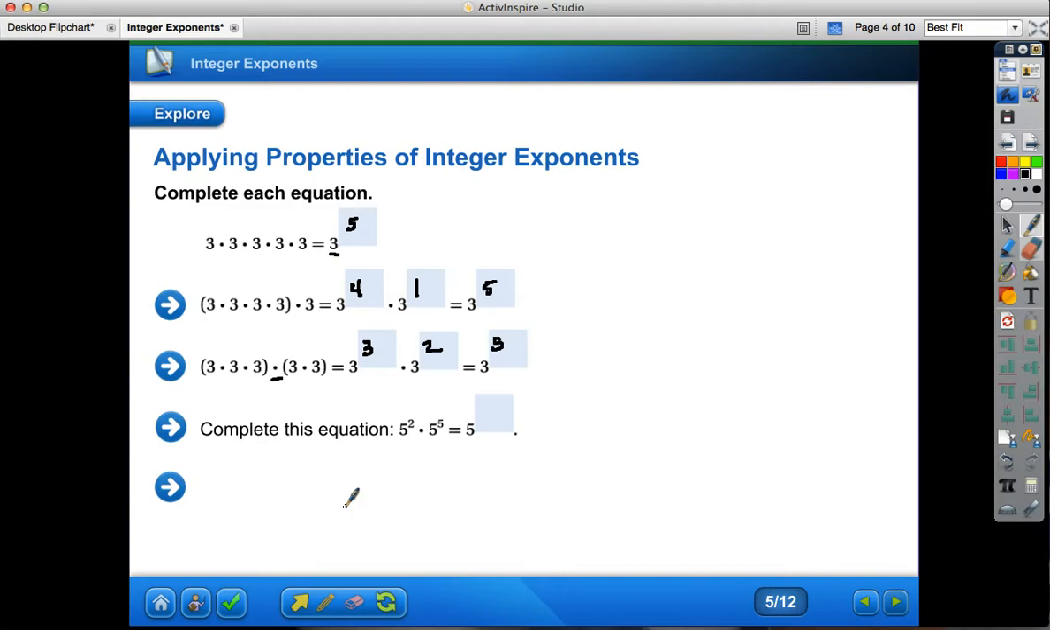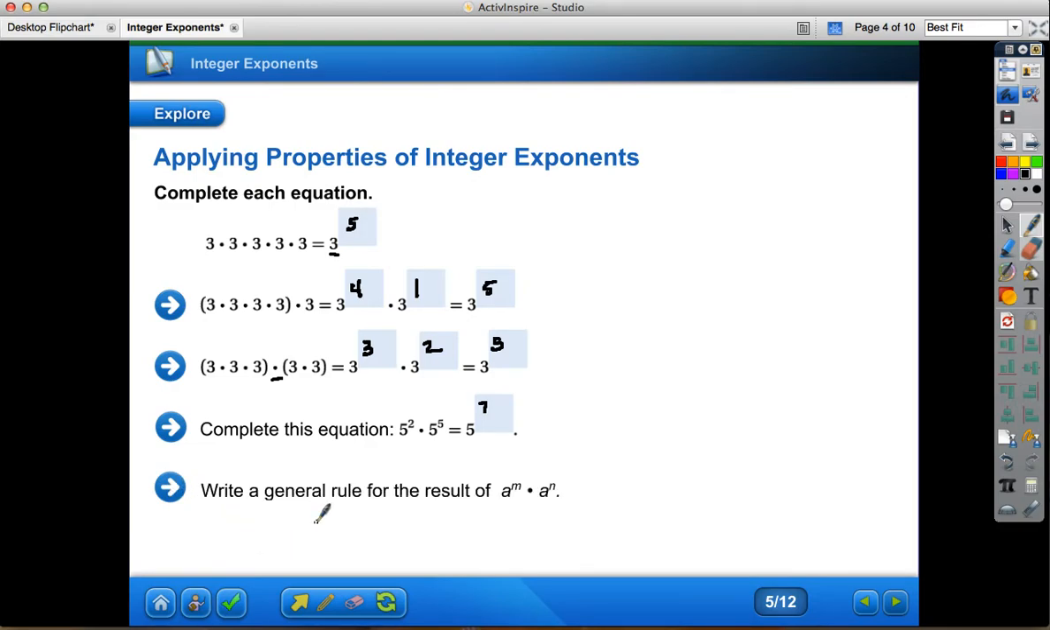Right, so what do you think we would get then if the equation is 5 squared times 5 to the 5th? Well, if you notice a pattern here, we take the exponents and we actually add them together. So in this case, we had 3 to the 4th power times 3 to the 1st power, which gave us 3 to the 5th power. Here we had 3 to the 3rd power times 3 to the 2nd power. 3 plus 2 gives us 5, so our answer was 3 to the 5th power. So completing this equation here, we should end up with 5 to the 7th power.